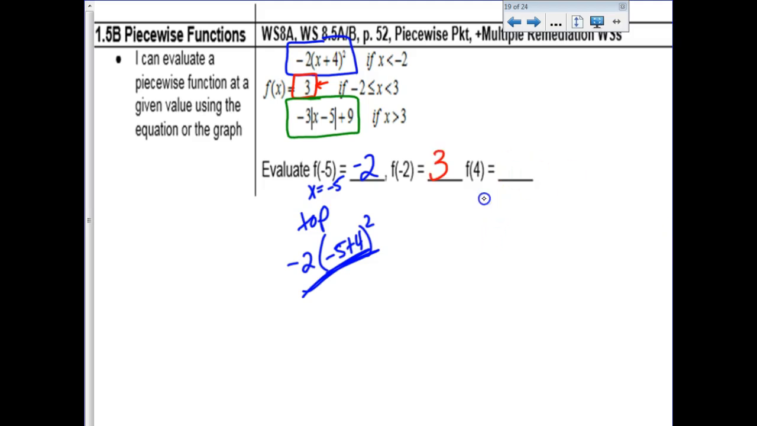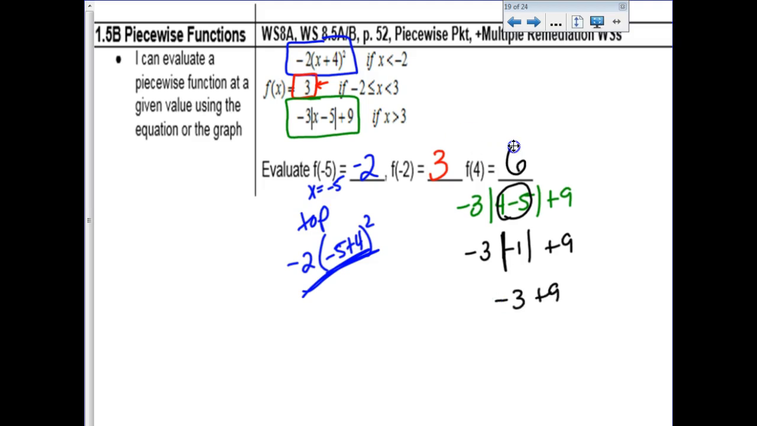And then what if I'm plugging in x equals 4? That's that top function, isn't it? Or sorry, bottom function, excuse me. So -3 absolute value, plug in a 4 minus 5 plus 9. So remember when you evaluate absolute value, you evaluate the inside. That's a -1, but it's the absolute value of -1 times -3 plus 9. So absolute value of -1 is +1. -3 times 1 is -3 plus 9 is 6. All right. Weird. Let's graph.